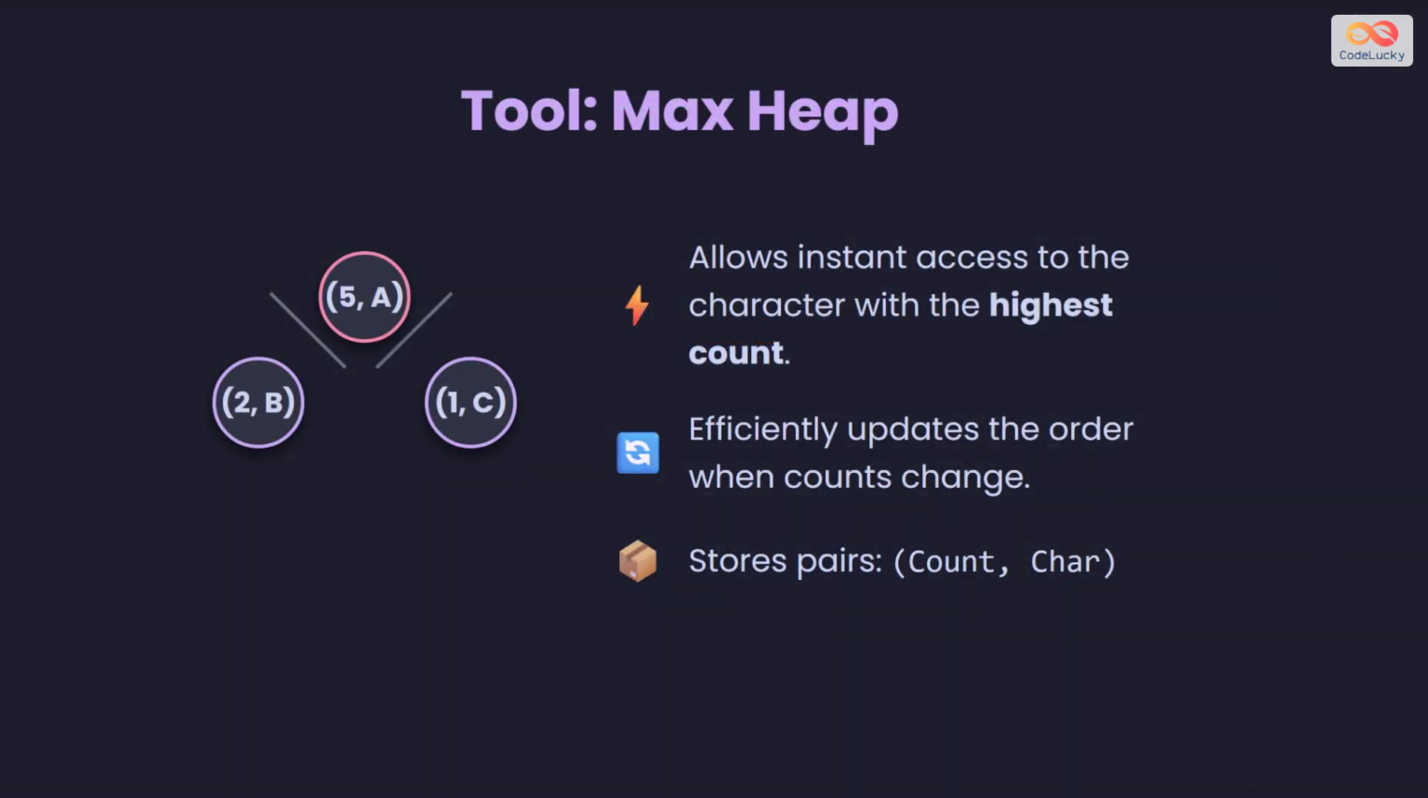To implement this efficiently, we need a data structure that gives us the character with the highest count instantly. A Max Heap or priority queue is the perfect tool. It stores our characters paired with their counts, keeping the most frequent one at the top.